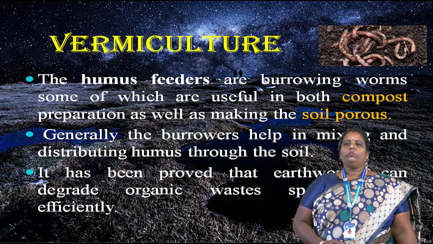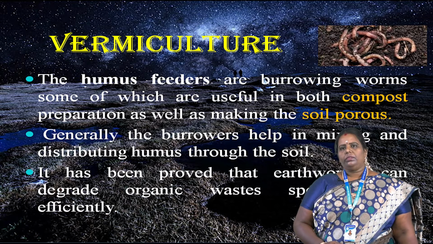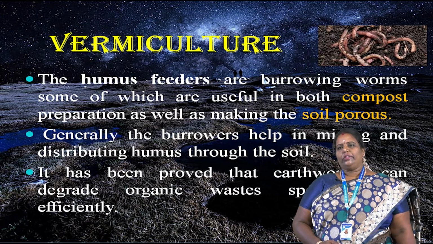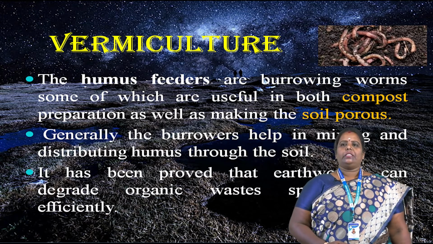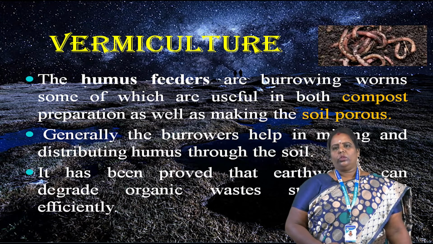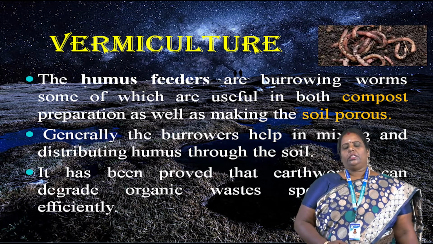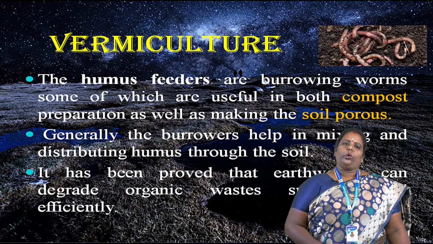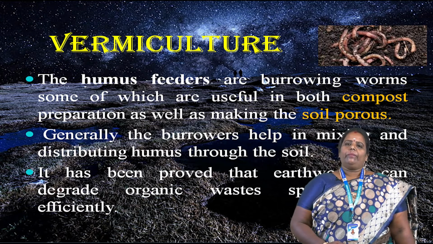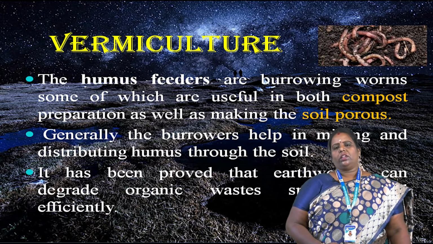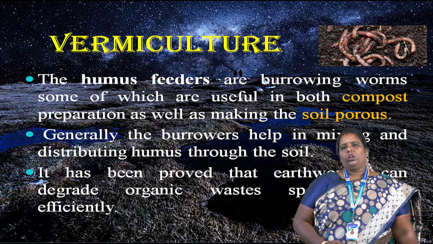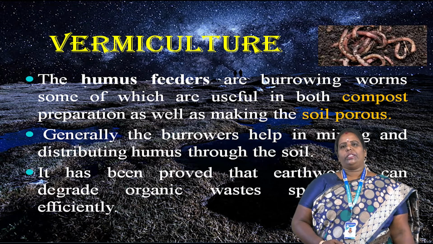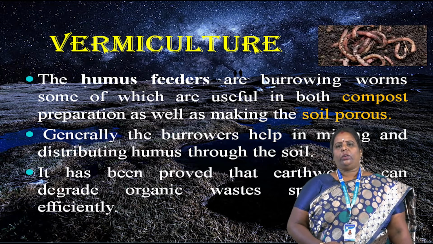Next, the humus feeders or burrowing worms are useful both in compost preparation as well as in making the soil porous. This is a peculiar part of these worms. Why is soil porosity important? After the formation of soil pores, there is aeration of the soil, and waterlogging is reduced. So, for composting preparations, these animals are peculiar.